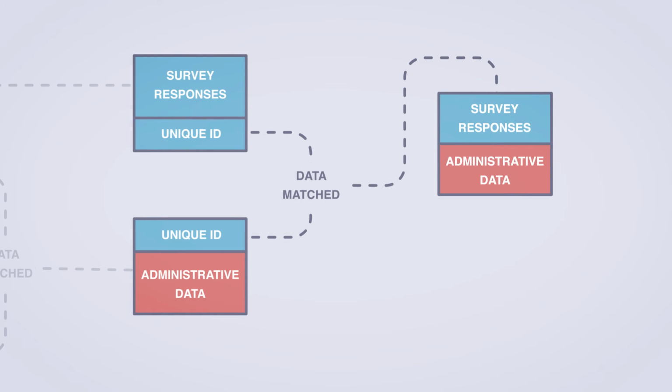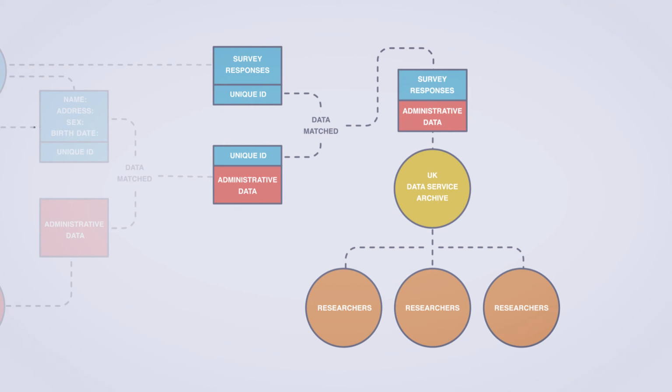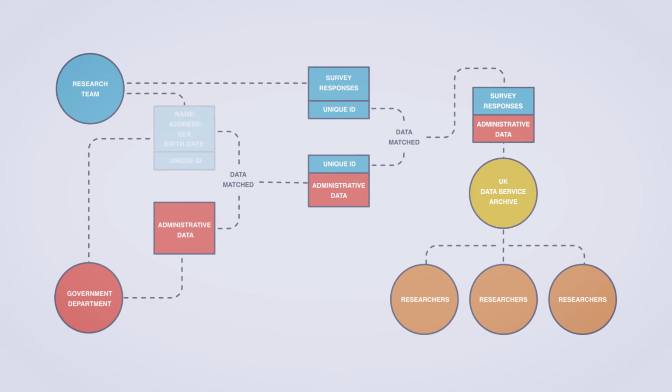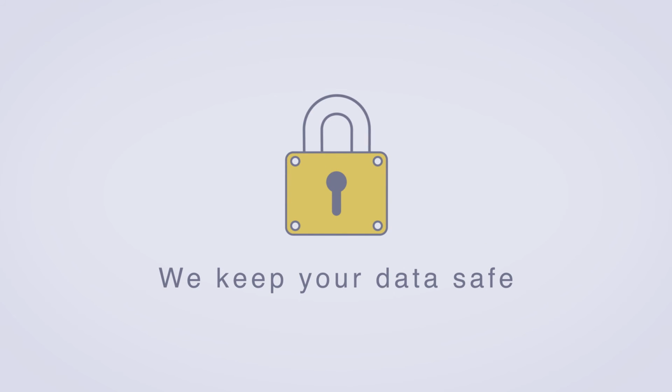The linked data containing the survey responses and administrative data is made available to researchers via the UK Data Service Archive. The information we exchange is encrypted and sent via secure transfer systems.